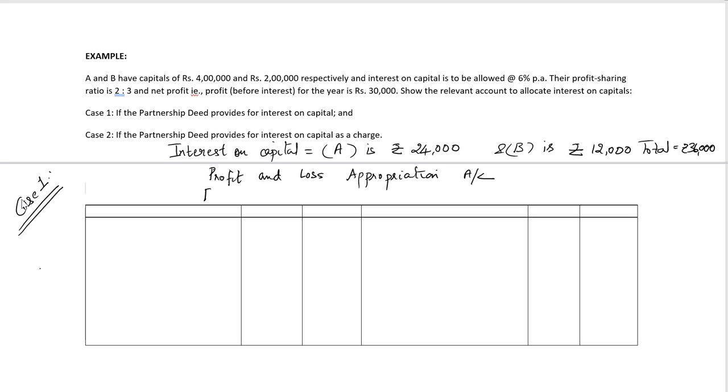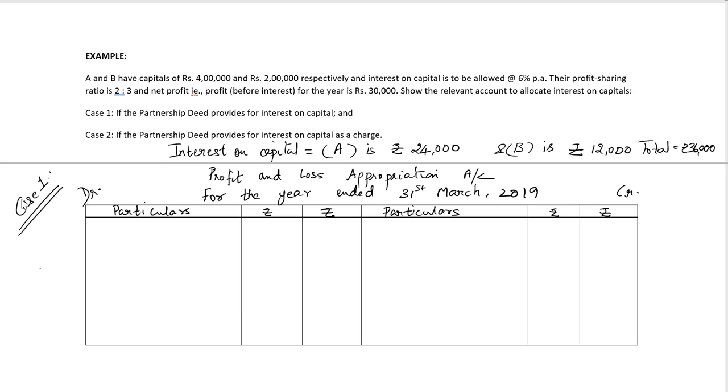Profit and loss appropriation account for the year ended 31st March 2019. Left side debit side, right side credit side. On each side, particulars, inner column, outer column. Again on the credit side, particulars, inner column, outer column.